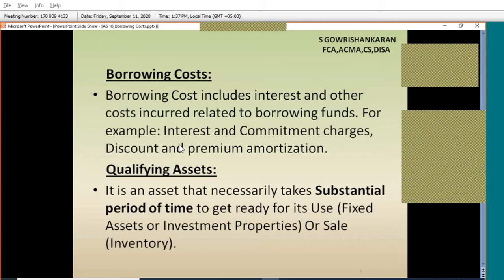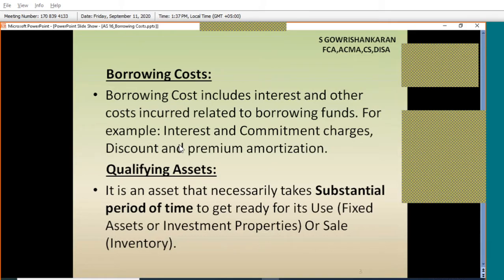So this is very important. Qualifying asset is a new thing you should learn. A qualifying asset is any building, take the example of a mall again, that will take a substantial period of time to get ready for its use. What is a substantial period of time? Normally more than a year. That is not defined properly in the accounting standard.